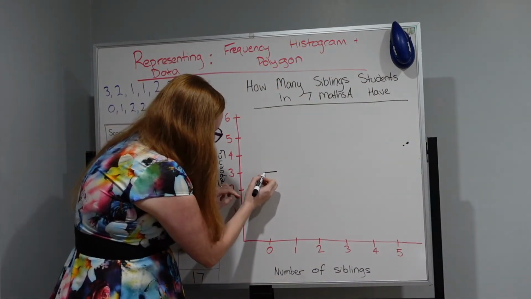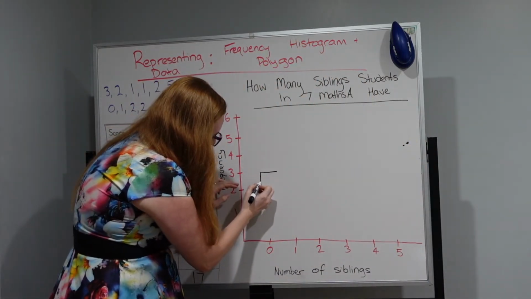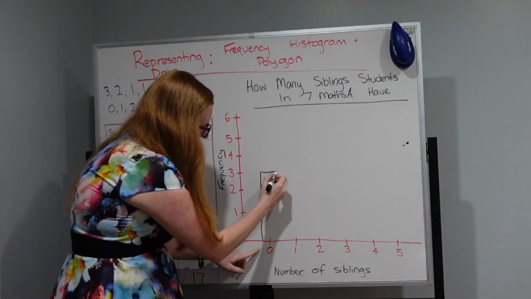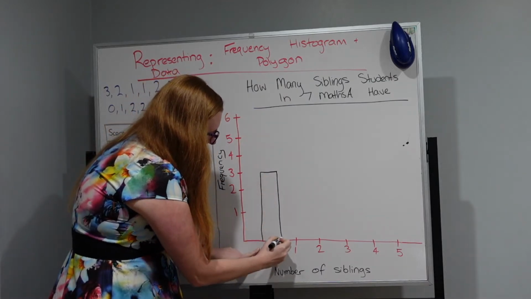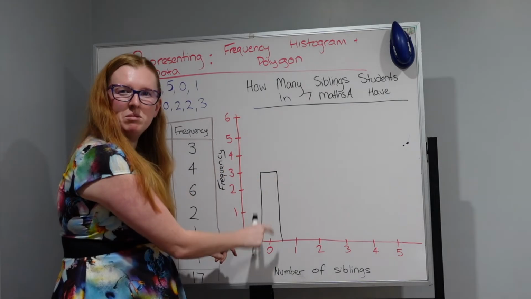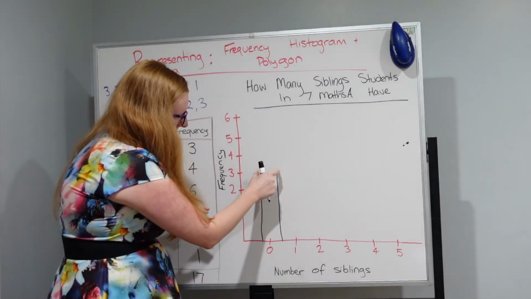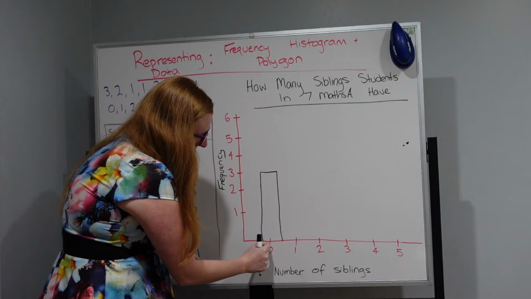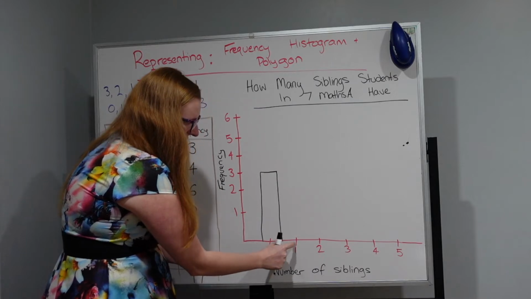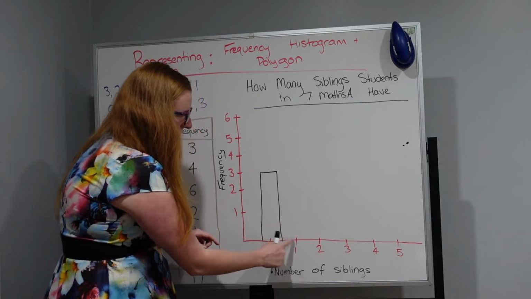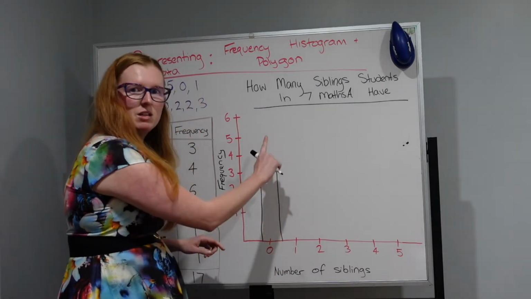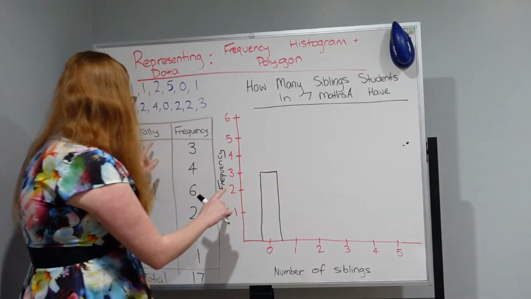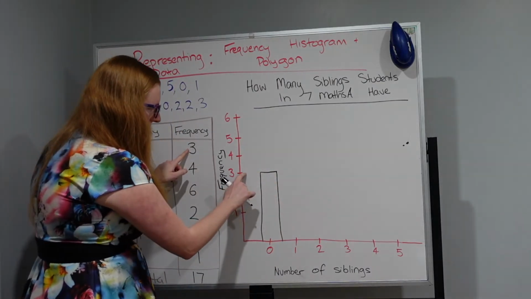I'm going to bring my box, I'm going to basically draw a box like a column graph, I suppose, and I want it to go halfway between this option and the next option, like that, so that when I draw my next one, it can share that same line, if you know what I mean. Okay, so I've done 0 because it had 3, so it's gone up to 3.